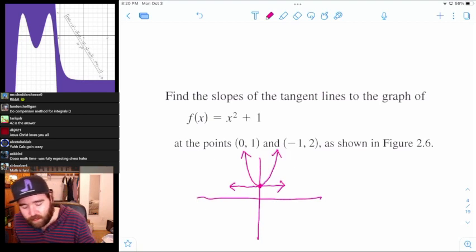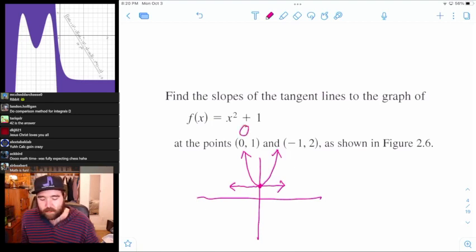And so what's the slope of that line? The slope of that line is 0. The slope of the tangent line at 0, 1 is just 0 because it's a horizontal line.